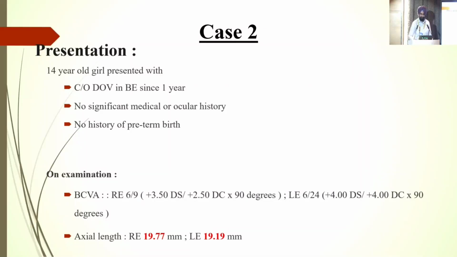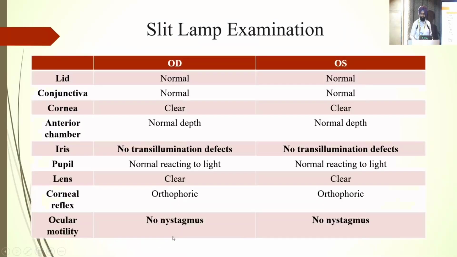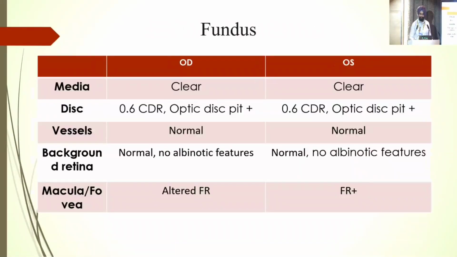The second case was a 14-year-old girl who came with complaints of decreased vision in both eyes since 1 year. Again, there was no significant medical or ocular history, no preterm birth. In the right eye, she was 6/9 with plus 3.5 diopters. The axial length was around 20 mm. The anterior segment was normal with no transillumination defects of the iris, no nystagmus, no albinotic fundus. The optic disc had a pit in both eyes.